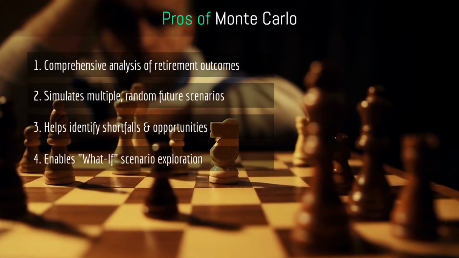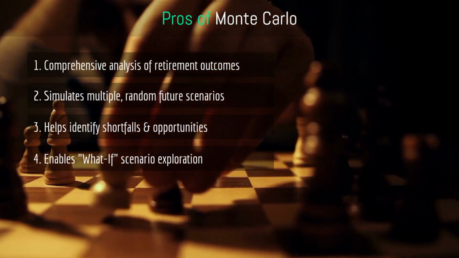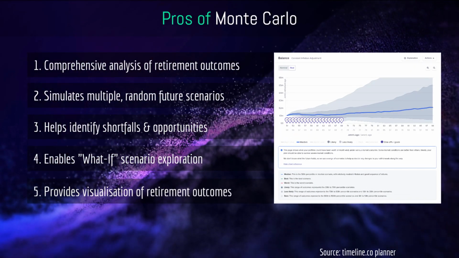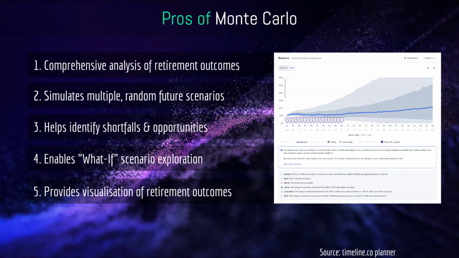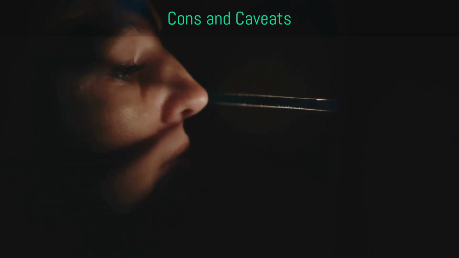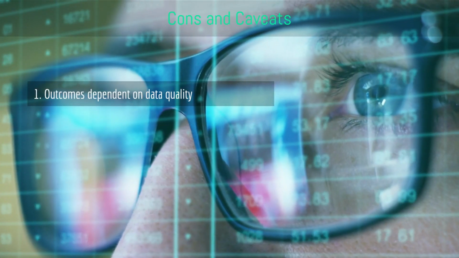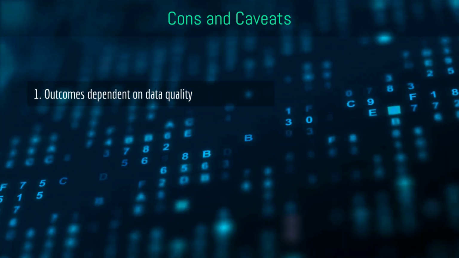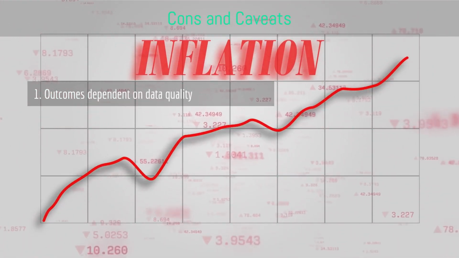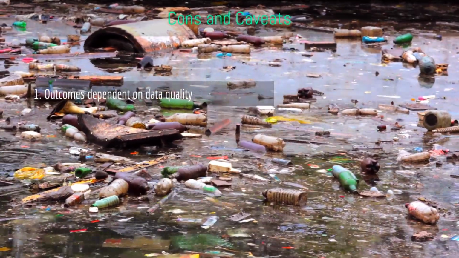Fourth, Monte Carlo simulation allows you to adjust input assumptions and test different scenarios, enabling better stress testing and contingency planning. Finally, it provides a visual representation of probabilities, making it easier to better understand the risks and trade-offs involved in your retirement plan. Now, on to some cons and caveats. First, Monte Carlo simulations are only as good as the data and assumptions used, so the accuracy of the simulations depends heavily on the quality of the data and assumptions you input, like historical returns and inflation rates. As they say, garbage in, garbage out.